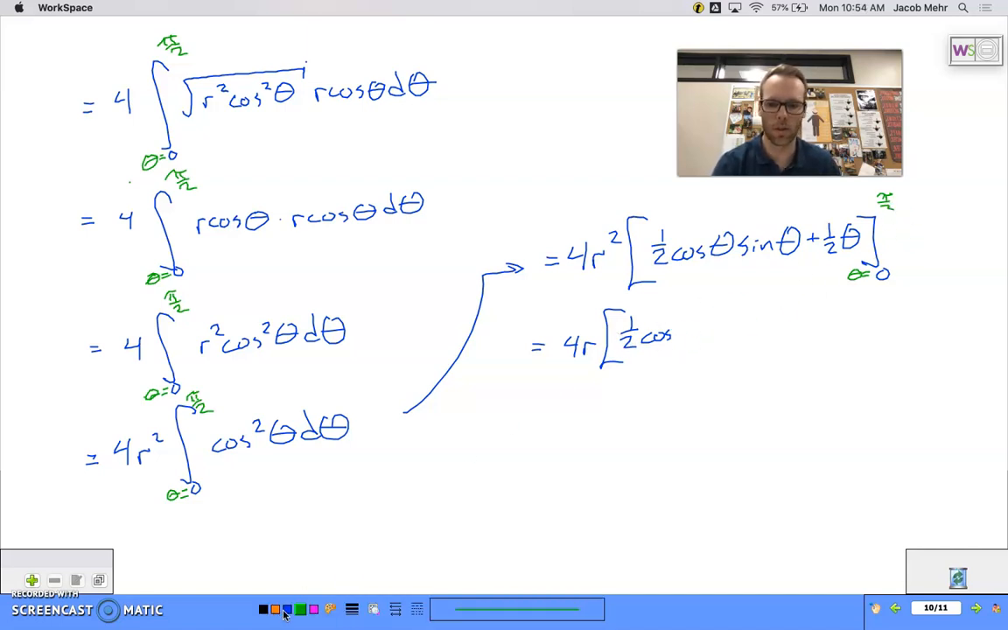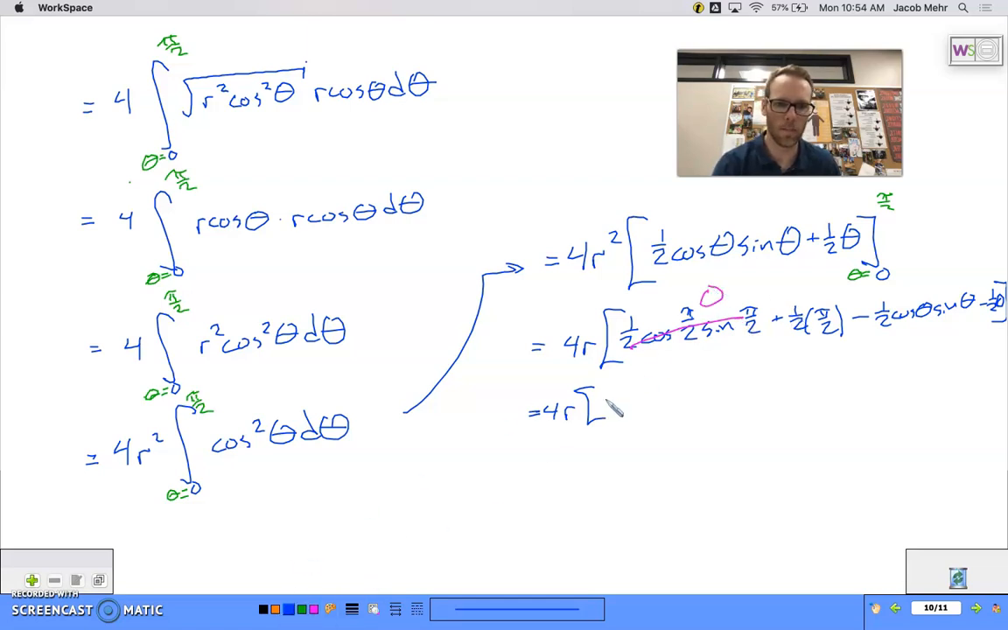We're taking 1/2 times the cosine of pi over 2 times the sine of pi over 2, plus 1/2 times pi over 2, minus, now we're going to put in our 0, 1/2 cosine of 0, sine of 0, minus 1/2, I'm not fitting it on the page there, times 0. There we go, we're good. All right, 4r times, what do we have here? Let's see, well, what's the cosine of pi over 2? Cosine of pi over 2 is 0, which means this whole term is 0.